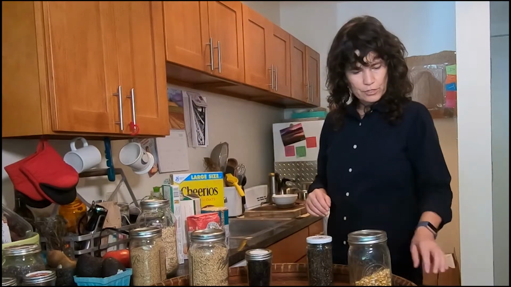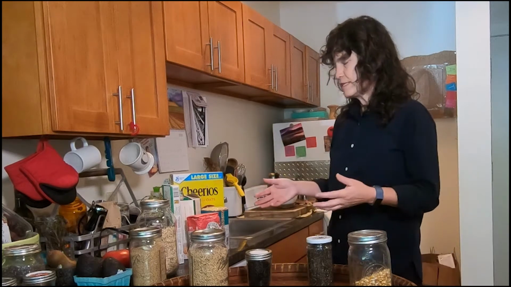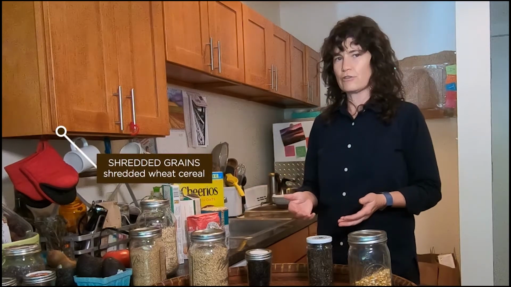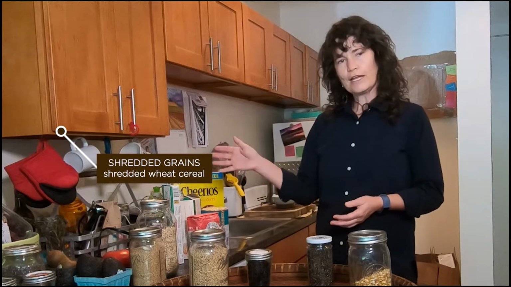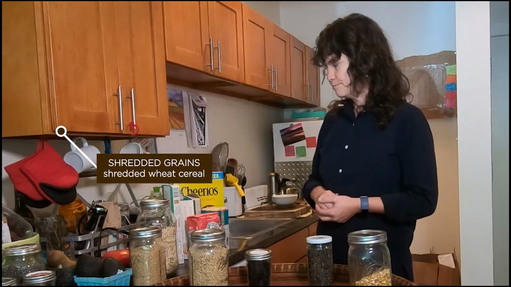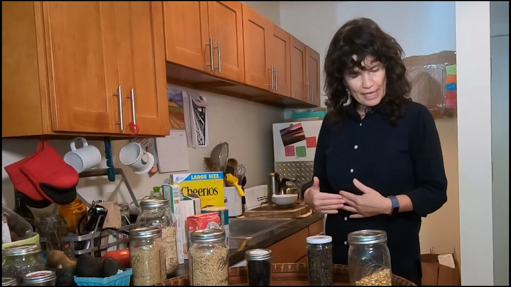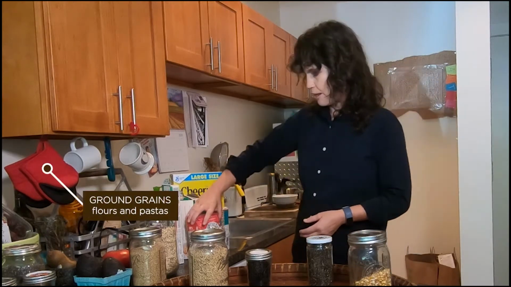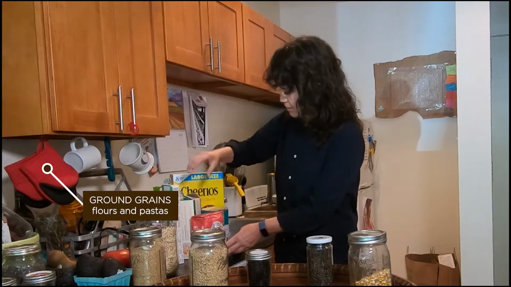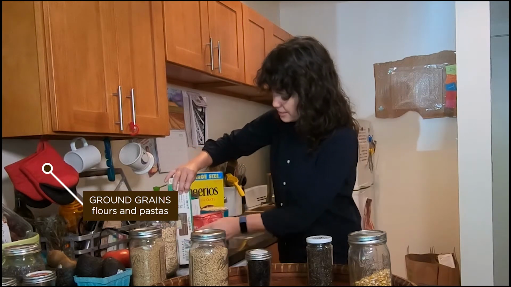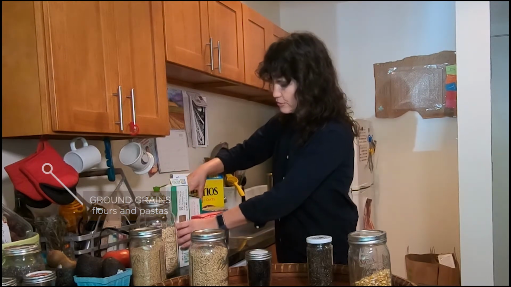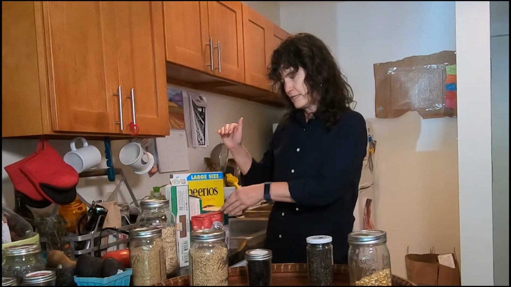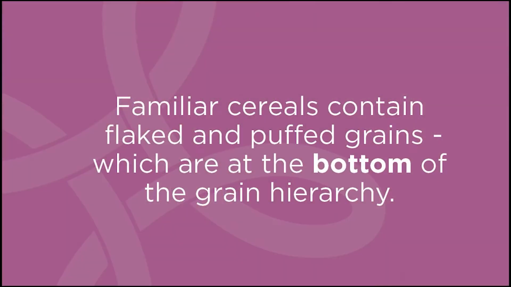After the rolled, normally you would see a shredded grain. So shredded wheat cereal would fall right about in the middle of the hierarchy of the grain. And then after that, you have the ground whole grain. So that's your flour. So here's your white flour. Here are these products. Pasta would be considered in that part of the hierarchy, on the lower end.